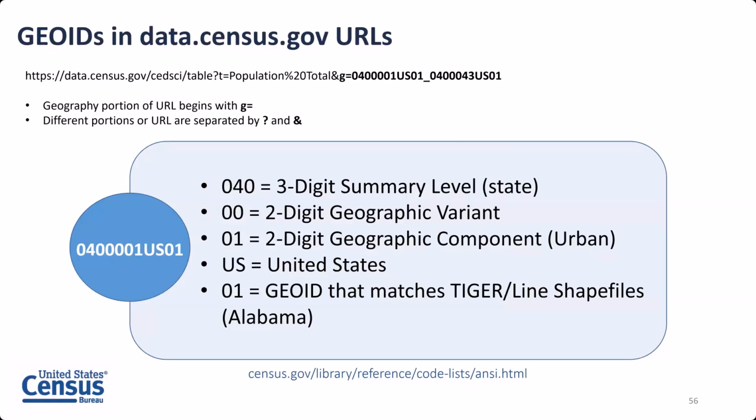00 is the 2-digit geographic variant. Some geographies have certain vintages, so that would be what the variant would be. The next 2 characters, 01, indicate the 2-digit geographic component. So in this case, 01 is the urban portion, and 43 is the rural portion. Next, you'll see US for United States, and then you'll see the FIPS codes. In this case, 01 is the FIPS code for Alabama. If you'd like more information about geography IDs, I encourage you to visit the link at the bottom.